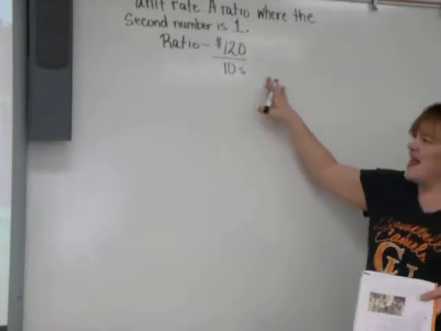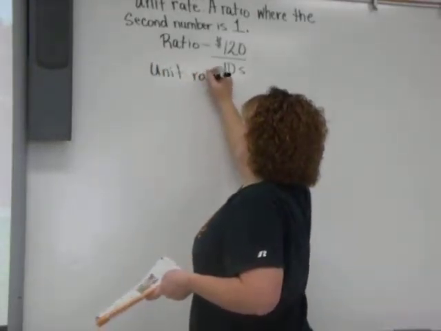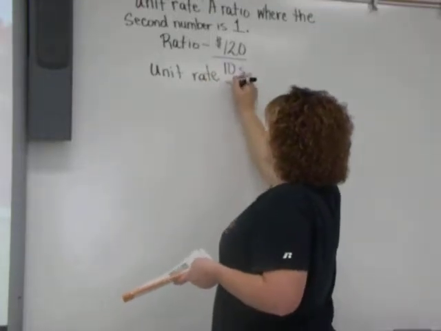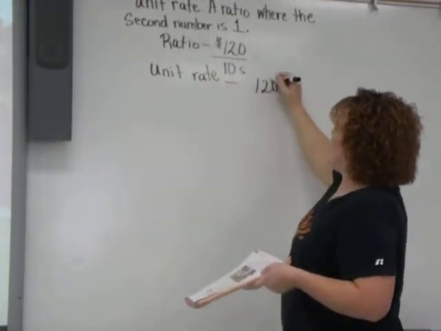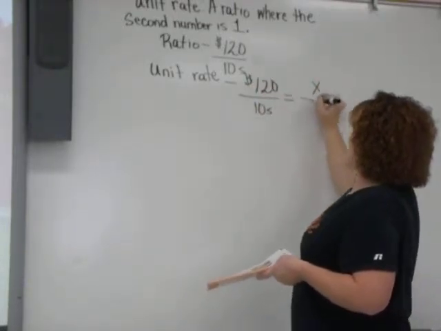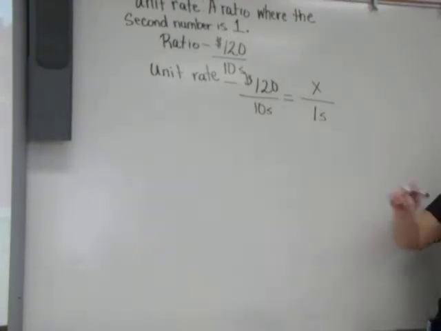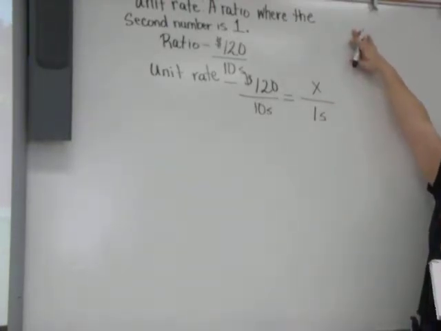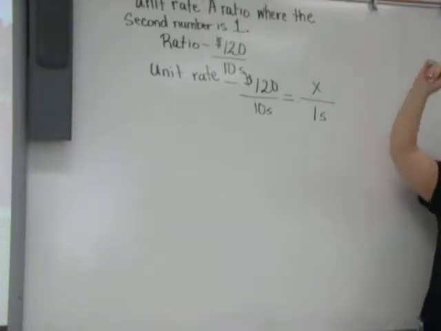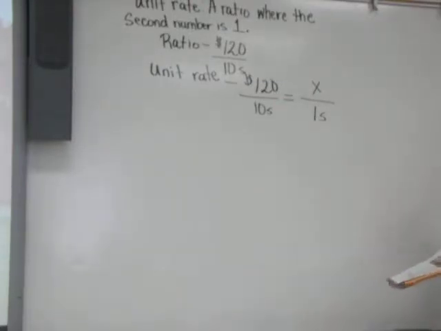So if I had the ratio, the unit rate would be, if it is going to cost $120 for 10 students, then how much is it going to cost for one student? You need the definition for your unit rate. It's a ratio where the second number is 1. So I'm solving for one thing. Here it says per person.